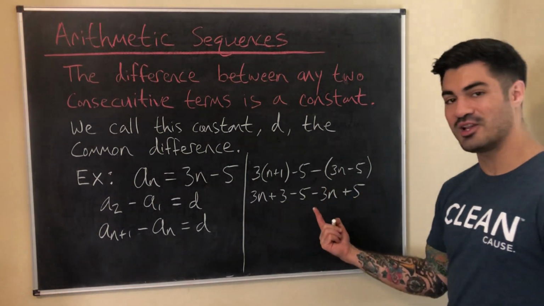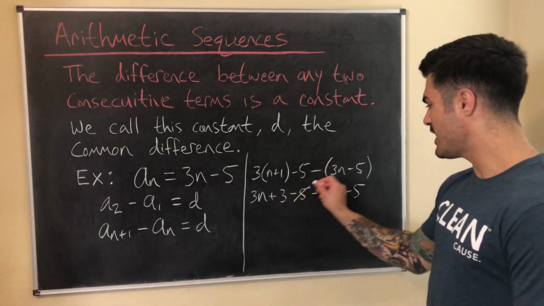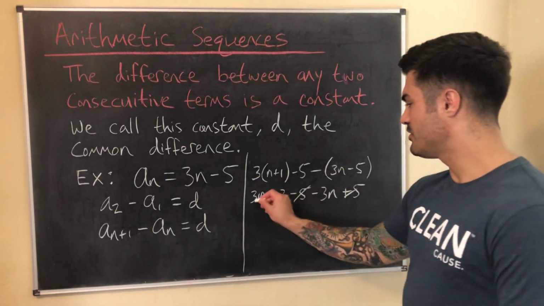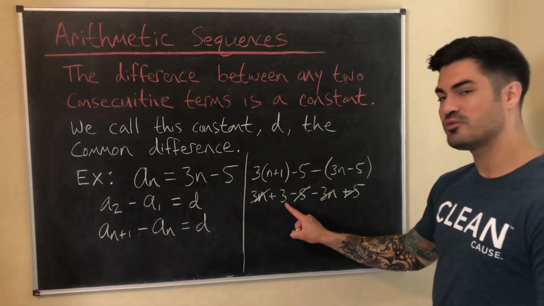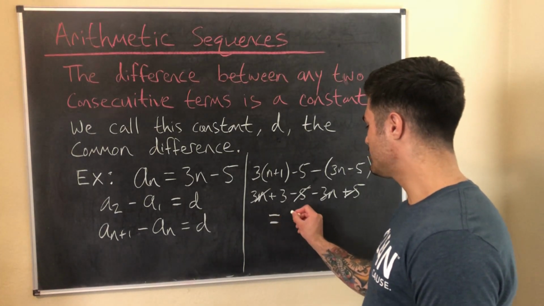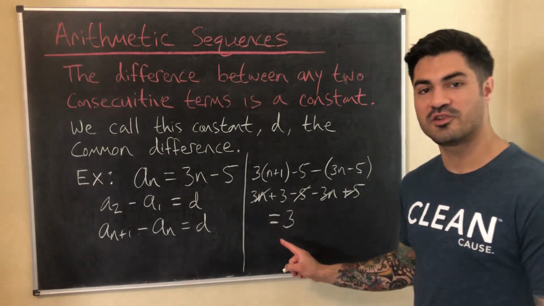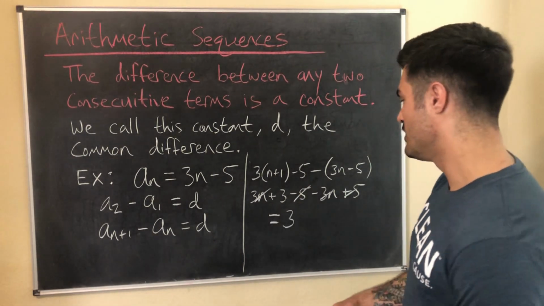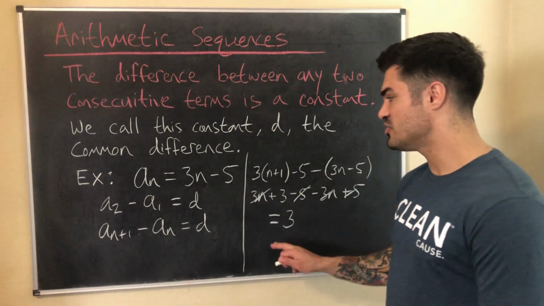So now look what happens. We get a lot of canceling happening. Minus 5 plus 5, 3n minus 3n. We're left with a constant 3. And it turns out that that 3 was our common difference. Remember when we found each term, it was just by adding 3 to get to each next term.